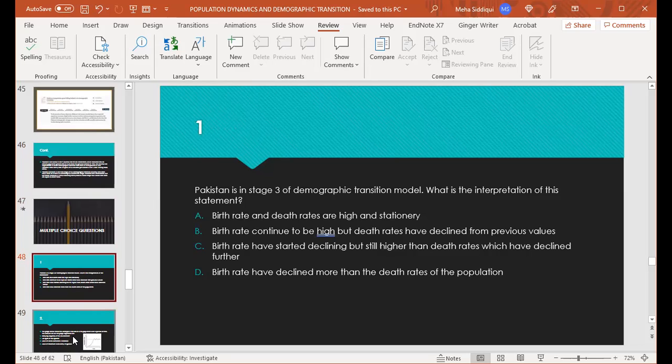C. The right answer is C. That is, birth rates have started declining, but are still higher than the death rates.